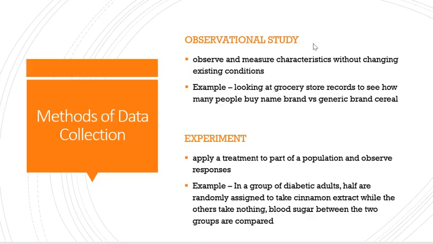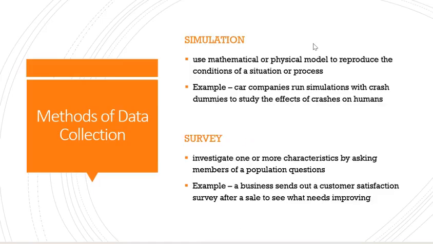Okay. In an experiment, however, I'm going to specifically and on purpose apply a treatment to part of a population and then see what happens. Think of this as like your elementary school science fair, all right? Where we are changing things for one group and then comparing the two groups. Okay, so if I have a group of diabetic adults, I tell half of them to take cinnamon and the other take nothing, and then I compare how it affects their blood sugar. That would be an experiment because I'm telling them to take cinnamon.